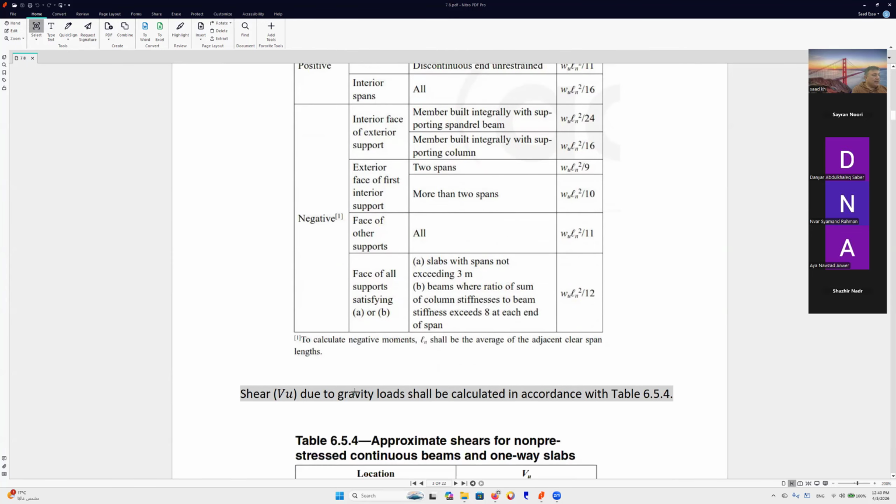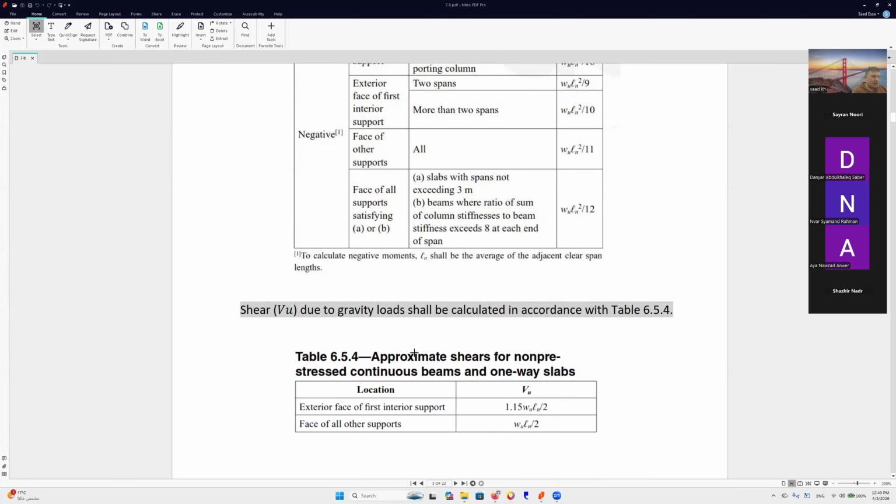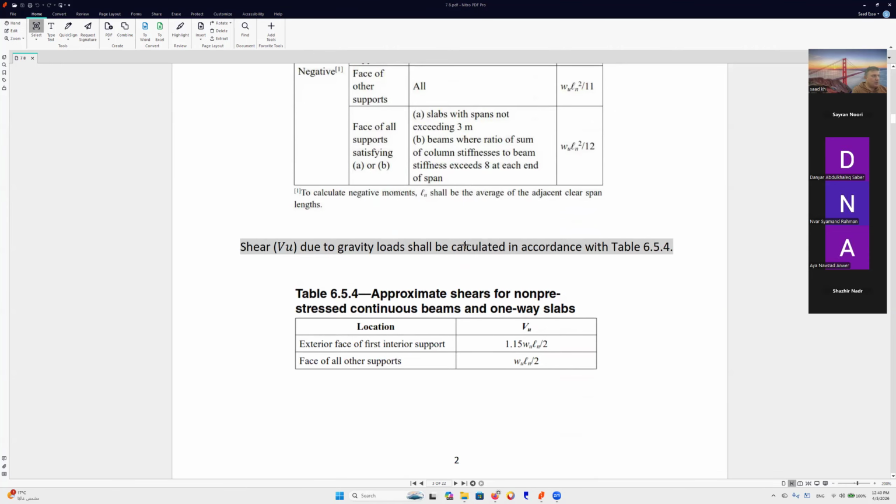So here, what does Ln mean? When we say Ln, it is the average of the adjacent clear spans of 2 spans. So for example, we have 3 and we have 3.3. So the average between them is 3 plus 3.3 over 2. It will be Ln, but it should be the clear span, not center to center, of the supports. So we will take an example to show you.